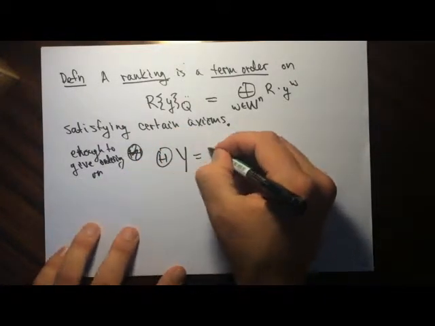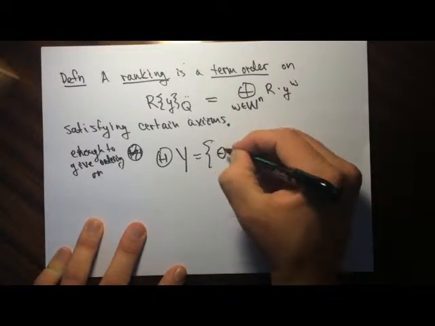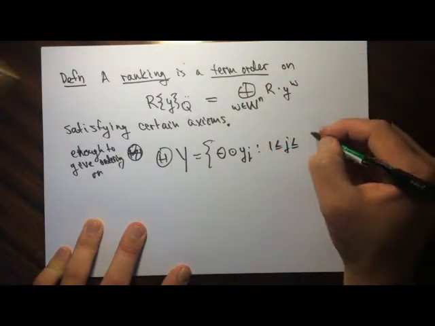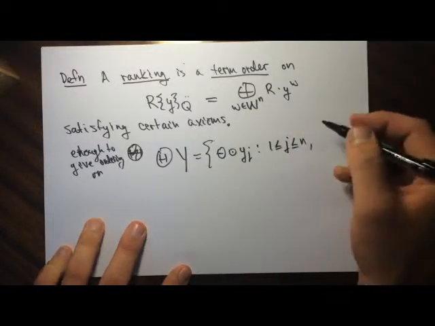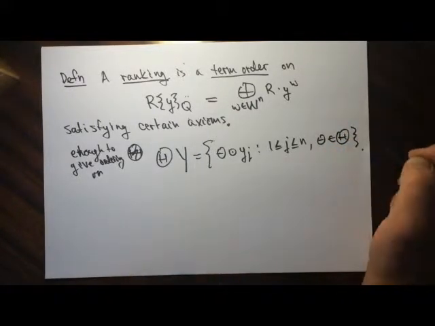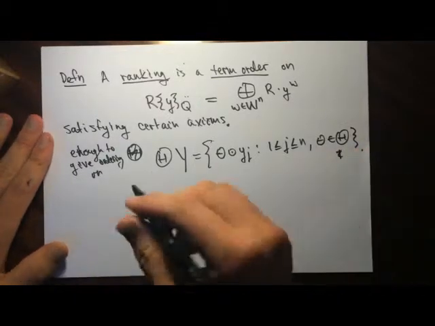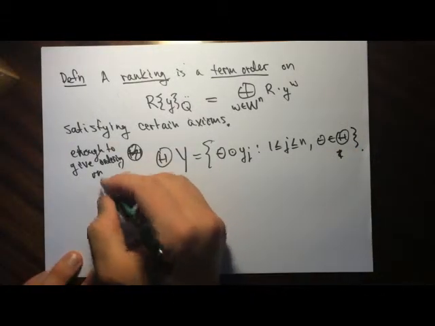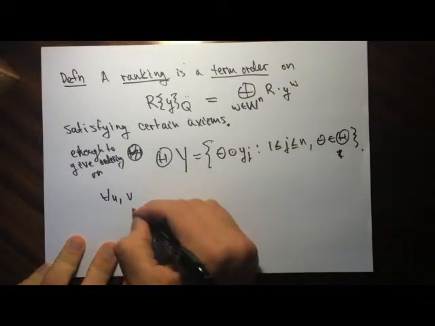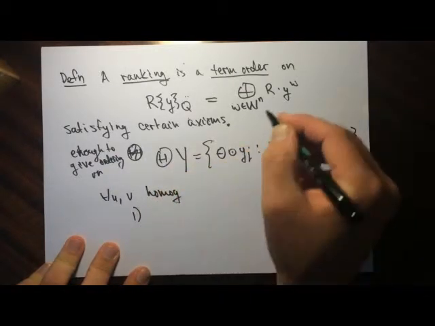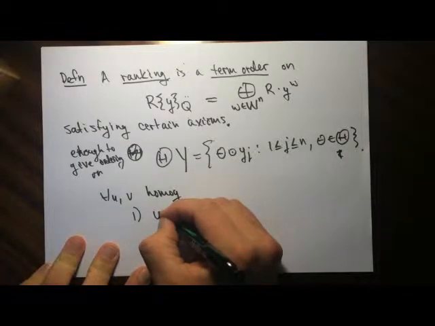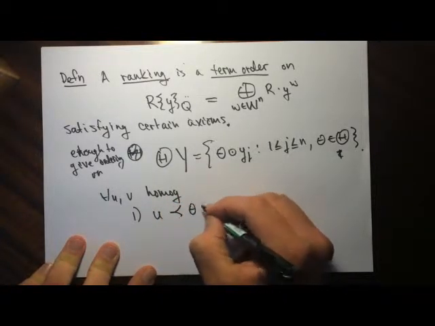Y is going to be the set of indeterminates, and this is equal to the set of theta composed with y_j, where j goes from 1 to the number of indeterminates, so we're going to set n here, and theta is in the monoid generated by the thetas. Okay, so this is the monoid generated by the thetas. And it satisfies the following axioms. It says that for all u in V homogeneous, by homogeneous we mean the disjoint union of these guys, it says that u is always going to be less than theta of u.